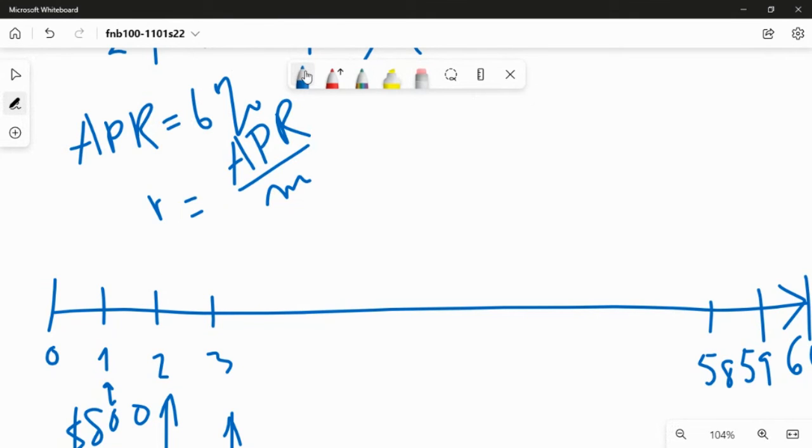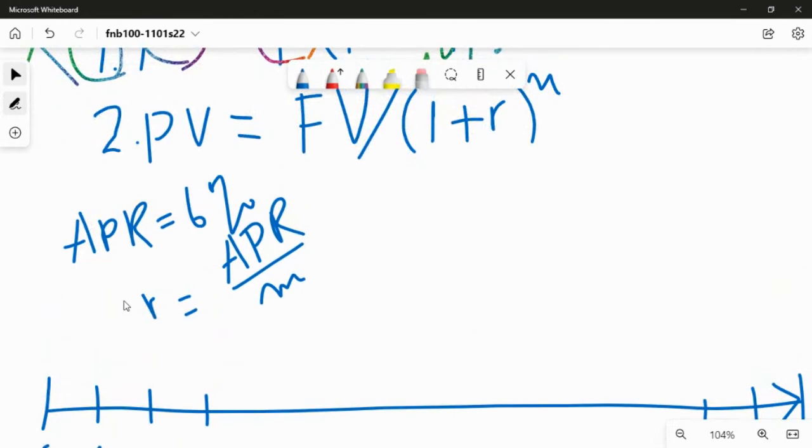Then what would R be? 6 divided by 12 is 0.5. Yes, it will be 0.5%, of course. Right? Who was this? Lewis. Okay. You got another 0.5.